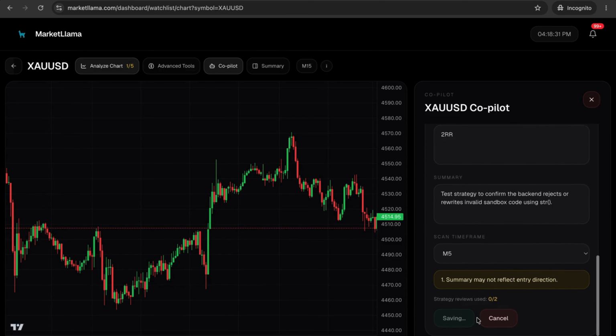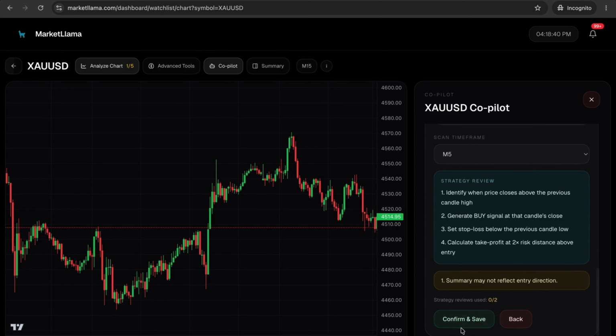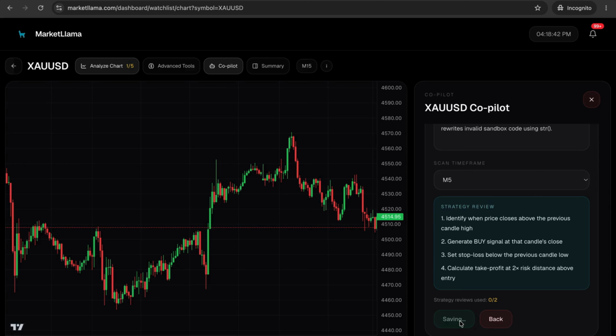After that, you click Review Strategy, wait a bit, and confirm that you're satisfied with it. Then you hit Save, and the Copilot does its job by scanning the market for potential entries for you.